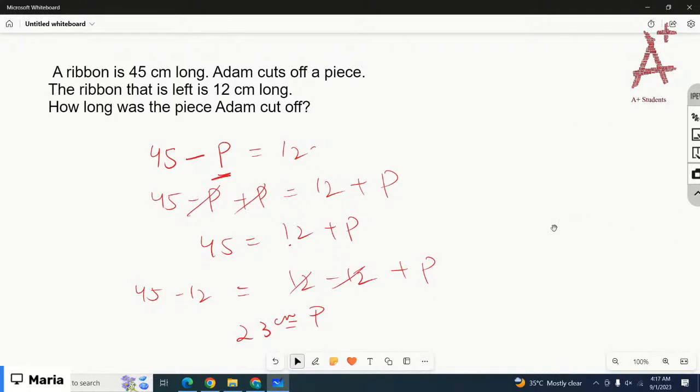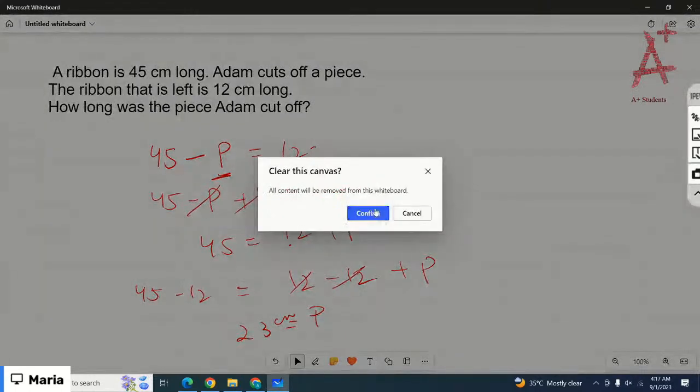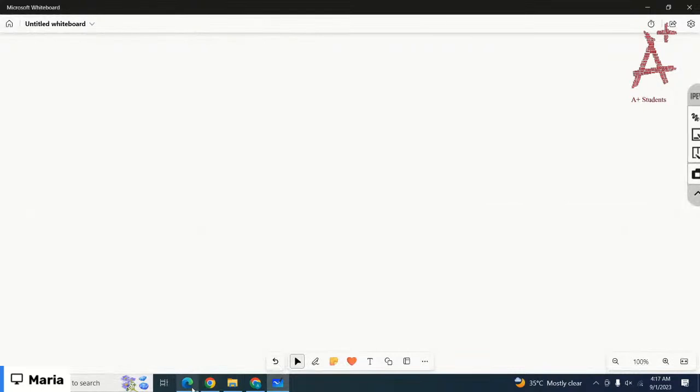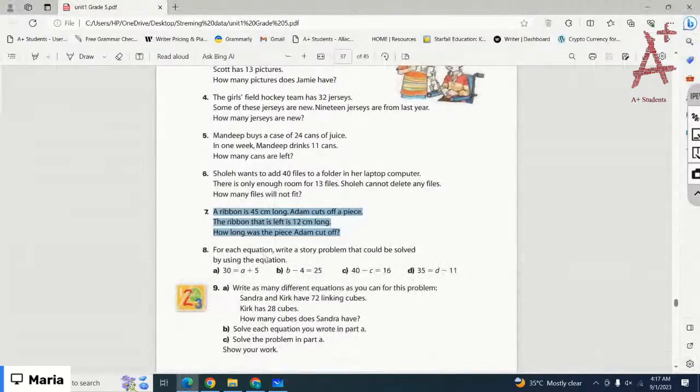Okay, let's start with the next one. For each equation, write a story problem that could be solved by using the equation. You are given the equations, you have to write down the stories. The first one is 30 equals A plus 5.